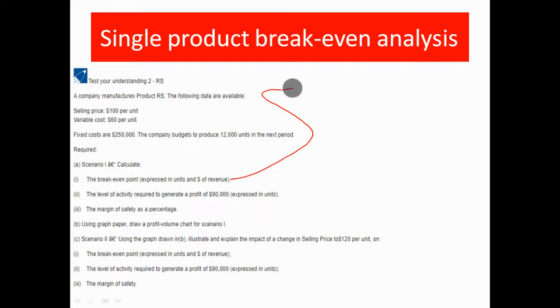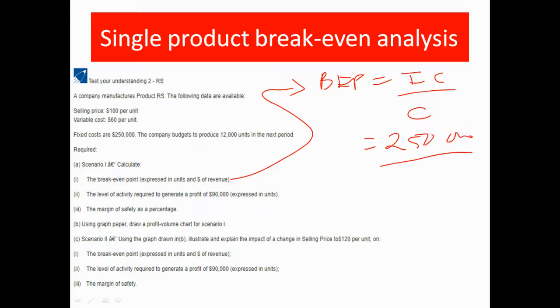So answering question number 1, we know that the break-even point is simple. It's just your fixed costs divided by contribution. In this case, our fixed costs are told to be 250,000. If we divide this by contribution, which is just selling price minus variable cost, in this case it will be 40. So our break-even point in units here becomes 6,250.